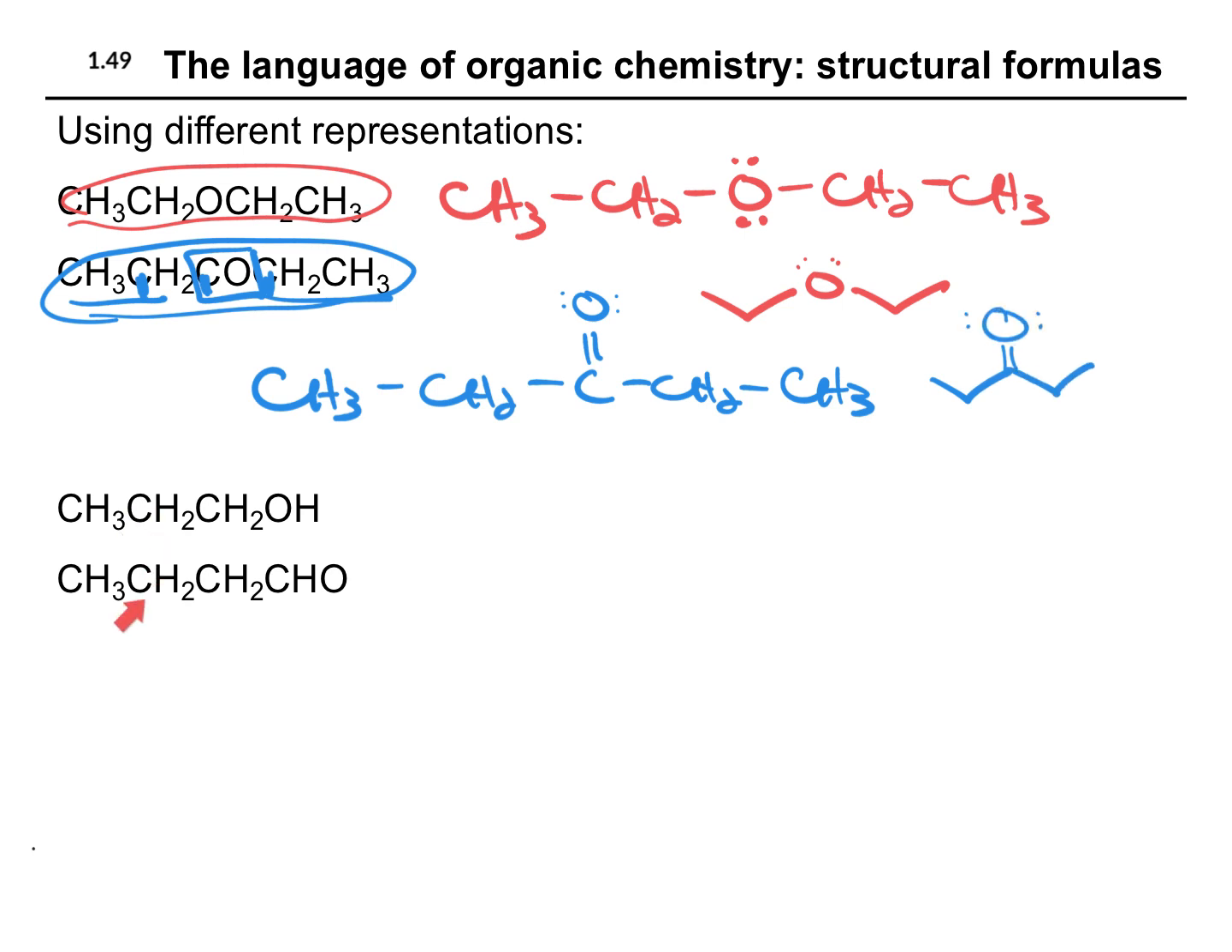Here we have another 2 compounds that look kind of similar. They're both CH3, CH2, CH2. This one is OH and this one has the CHO. But they have very different meanings. This one is what we were just looking at a few slides ago. So this is CH3, CH2, CH2, OH, or the 1, 2, 3 carbons connected to the OH.